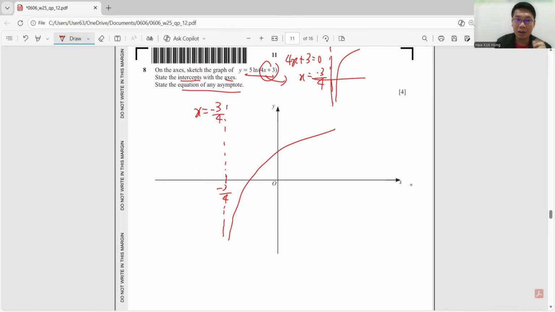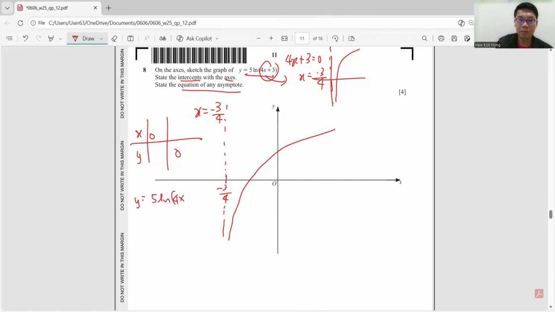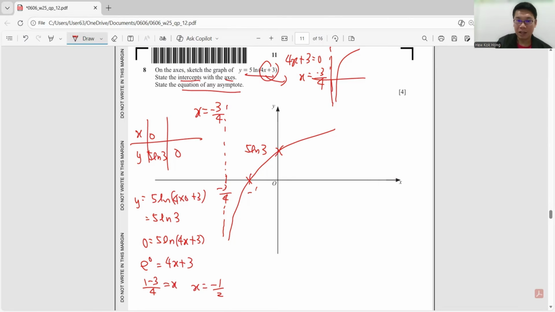Then we need to find the intercepts with the axes, which means x equals 0 or y equals 0. We find the value of y. Since this is a non-calculator paper, just label this as 5 ln 3. You don't need to know the value in decimals. And when you find the x-intercept, it means y equals 0. 0 divided by 5 is still 0, and then e power 0 is 1. So here it is negative 1 over 2. So label correctly the x-intercept, y-intercept, and also the equation of the asymptote, then you score full marks for this.